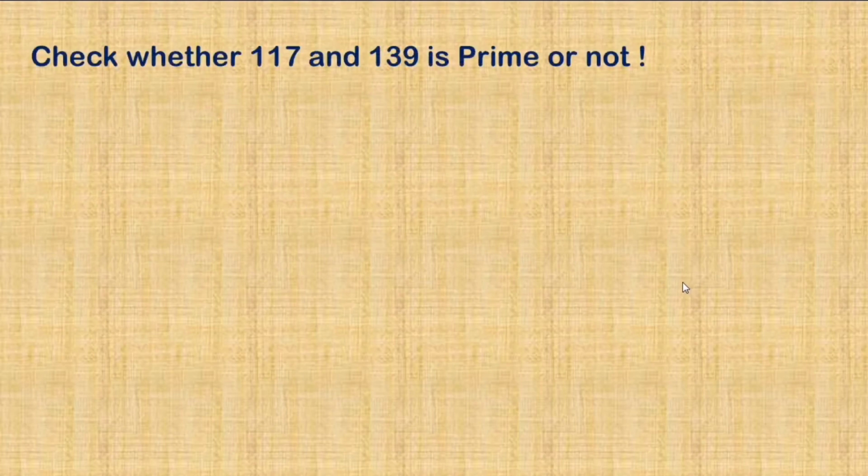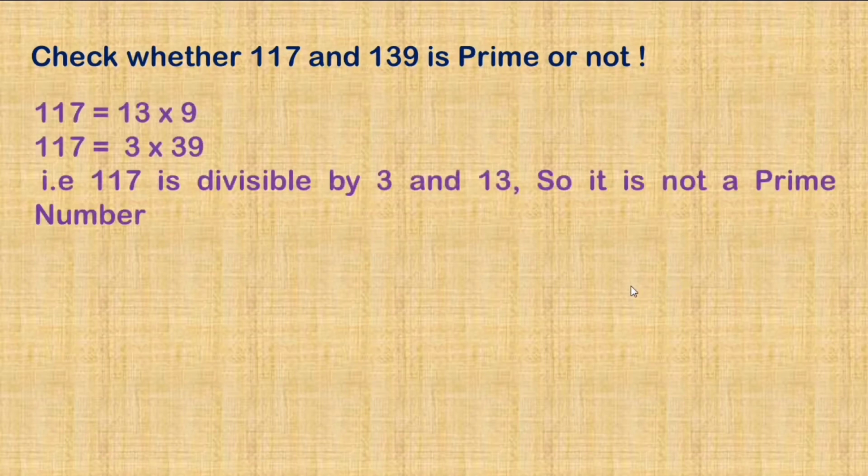Let us see the two numbers 117 and 139. Now 117: 13 nines are 117, and also when we divide 117 by 3, 3 3s are 9, 2 7, 3 9s are 27. The remainder is 0, so it is divisible, 3 into 39. So 117 is divisible by 3, and 117 is also divisible by 13. It is divisible by the prime numbers 3 and 13, which are less than 15, so it is not a prime number.